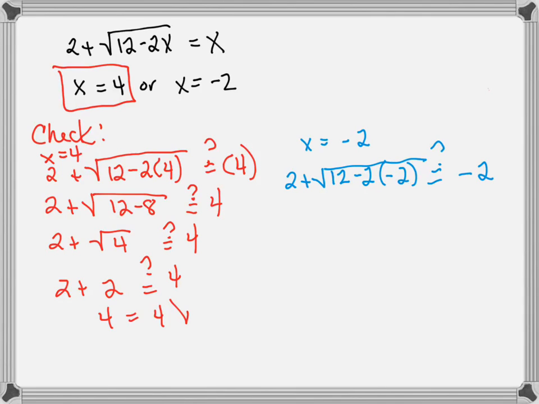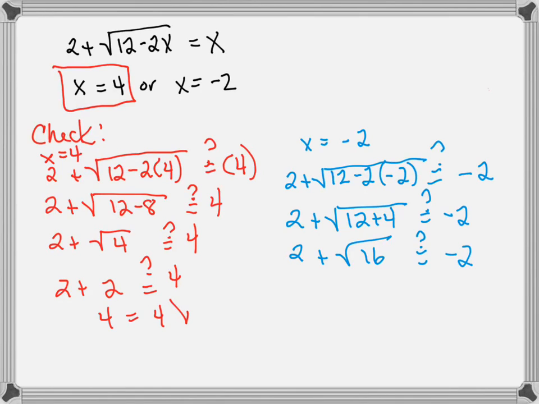Substituting in 2 plus the square root of 12 minus 2 times negative 2. Does that equal negative 2? 2 plus the square root of 12 plus 4. Does that equal negative 2? 2 plus the square root of 16. Does that equal negative 2? The square root of 16 is 4. So 2 plus 4. Does that equal negative 2? No, 6 does not equal negative 2. So negative 2 is not a solution. Remember, we called that extraneous. So here, the only solution is x equals 4.